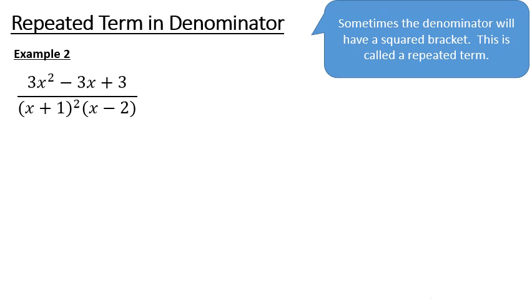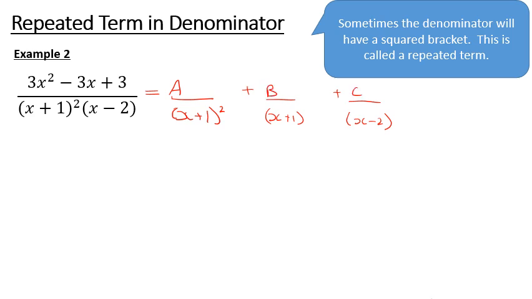In this question, we would need 3 partial fractions. One of them needs to have x plus 1 squared. One of them needs to have x plus 1 without the squared, and one of them needs to have x minus 2. It doesn't matter what order you put those in. The numerators are unknown, so we'll call them a, b, and c for now.